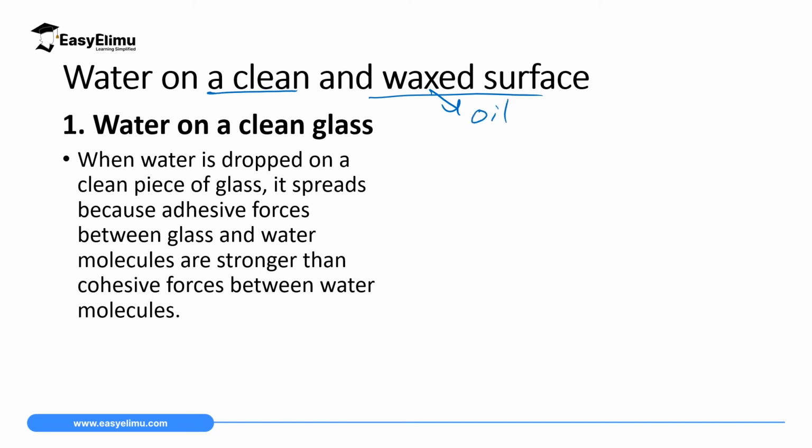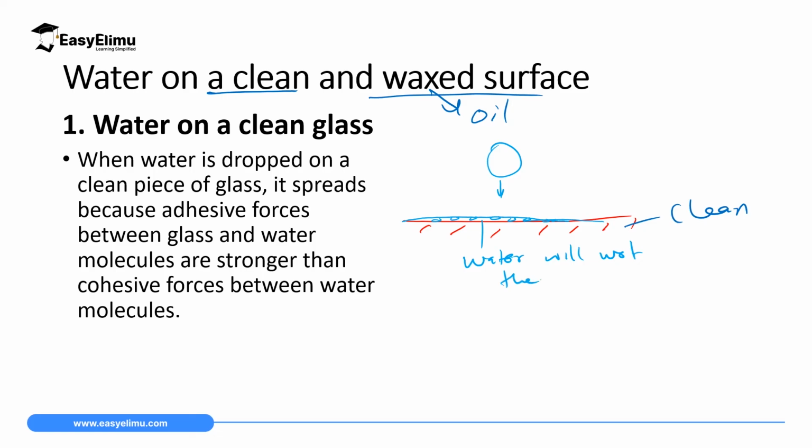Now, for water on a clean surface, if we have a clean surface like this one, let's say this is the glass, and then you introduce your molecule of water. This one is clean. Then you introduce your molecule of water as a drop from up here. When it reaches the surface, the water will spread. The water will spread just as we saw earlier, and this is because the molecules of water will be attracted to the molecules of glass. So in this case, the water will wet the glass.